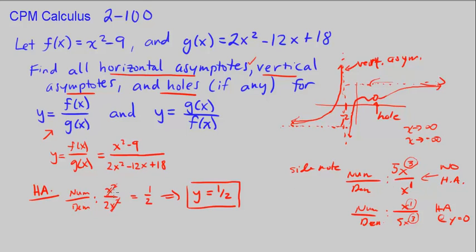But just know that if they're equal, the power is both 2, then we look at the coefficients. We know there's a 1 in front of this x squared and a 2 is shown there. So it's equal to 1/2, and we have a horizontal asymptote at y equals 1/2.